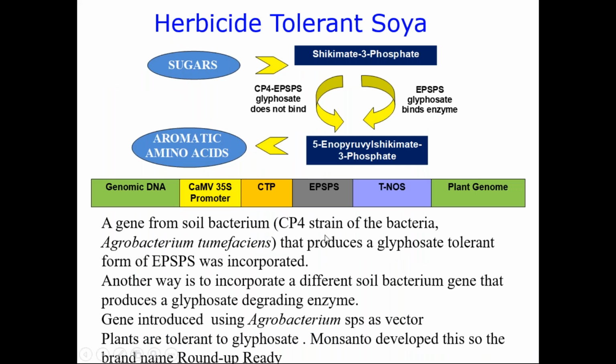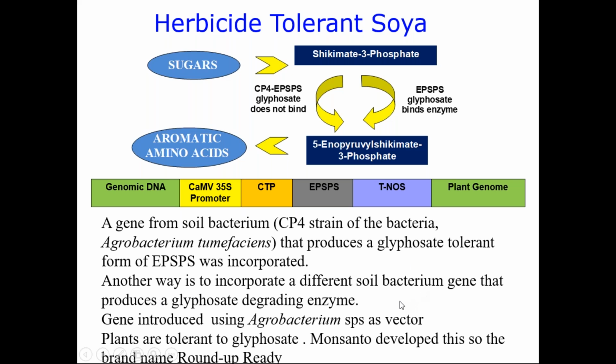So a gene from the soil bacterium, that is the CP4 strain of Agrobacterium tumefaciens, was isolated, and it was found that the EPSPS of this strain of Agrobacterium tumefaciens was not susceptible to glyphosate. That means the enzyme was not inhibited by glyphosate. So therefore, the gene for the CP4 EPSPS from Agrobacterium tumefaciens was isolated, and it was inserted into the soya, and you have a soya bean now containing the new EPSPS, that is an enzyme which is not inhibited by glyphosate. And the Roundup Ready soya bean was born.